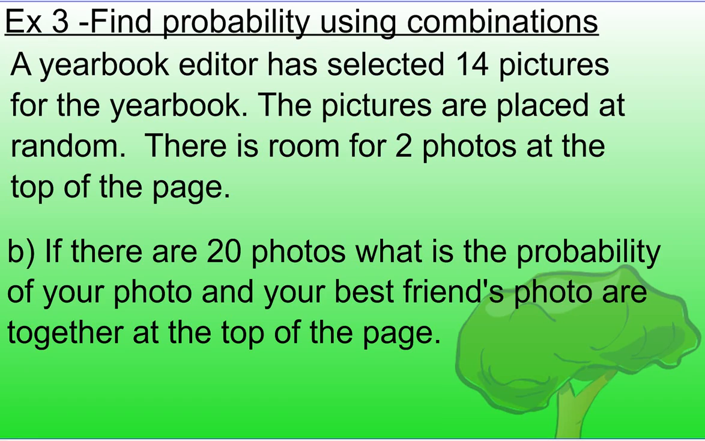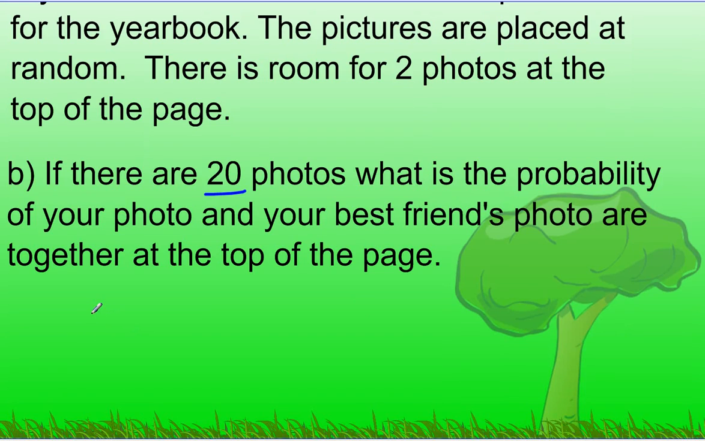Example B. Same scenario, 14 pictures, room for 2 photos at the top of the page. Now it says, well, I guess it's not the same scenario, because now it says if there are 20 photos, what is the probability that your photo and your best friend's photo are at the top of the page together? So same idea, but instead of 14, now you're doing 20. So 20 choosing 2. So it'd be 20 factorial over 20 minus 2 factorial. That's the permutation. And an additional 2 factorial.